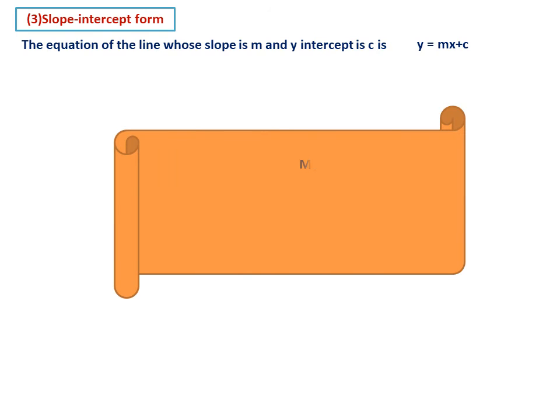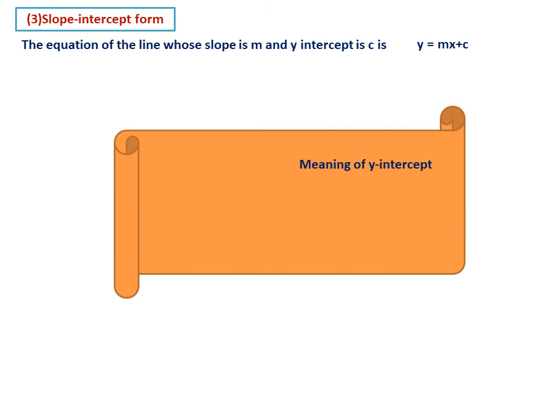Now let us move on to the next one. Slope-intercept form. So first let us take the statement. Actually you can take it as a theorem. The equation of the line whose slope is m and y-intercept is c is given by y equal to mx plus c. Now one problem here is we have to understand what is the meaning of this c. Look here.